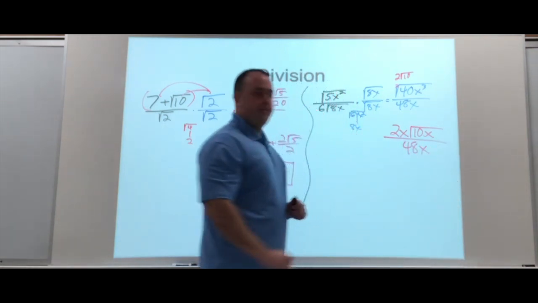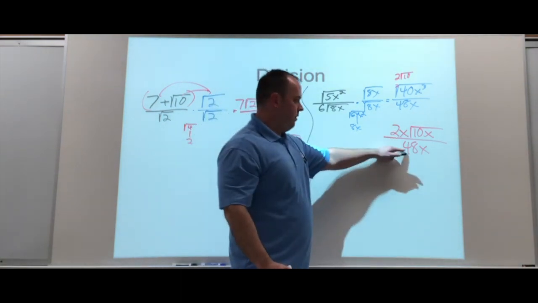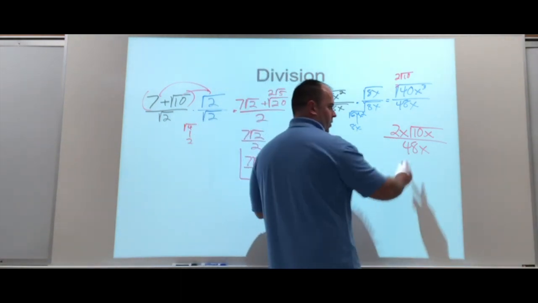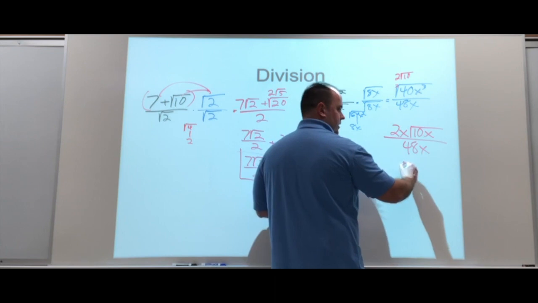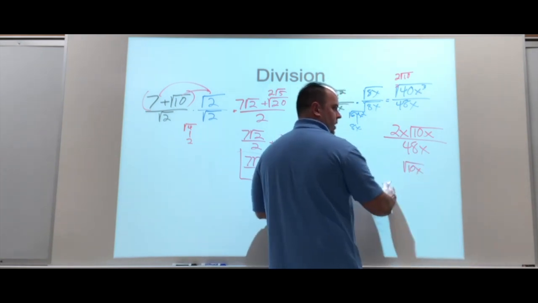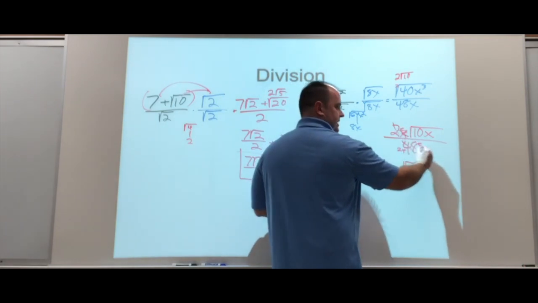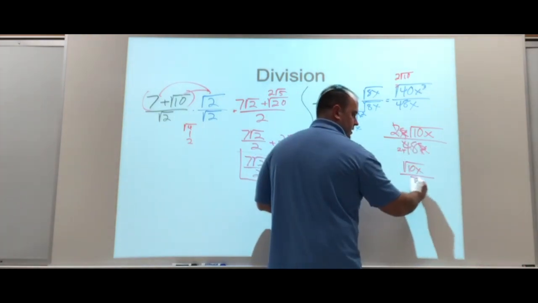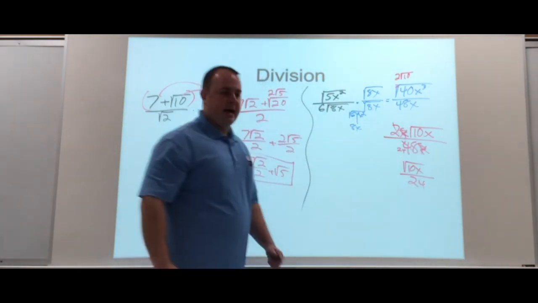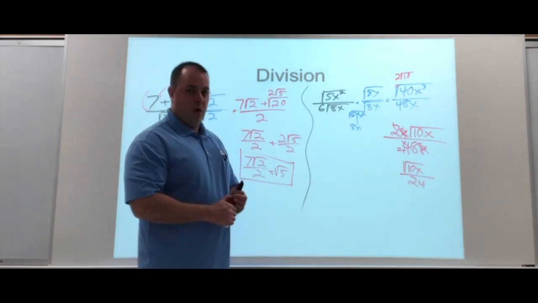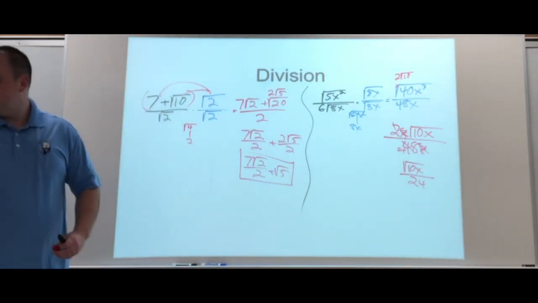48x. And now simplify what you can simplify. 2 over 48 is 1 over 24. The x's will cancel out. So we're going to have square root of 10. Like I said, this goes to 24. The x's cancel each other out. Square root of 10x over 24. Okay? So there's 2 examples.